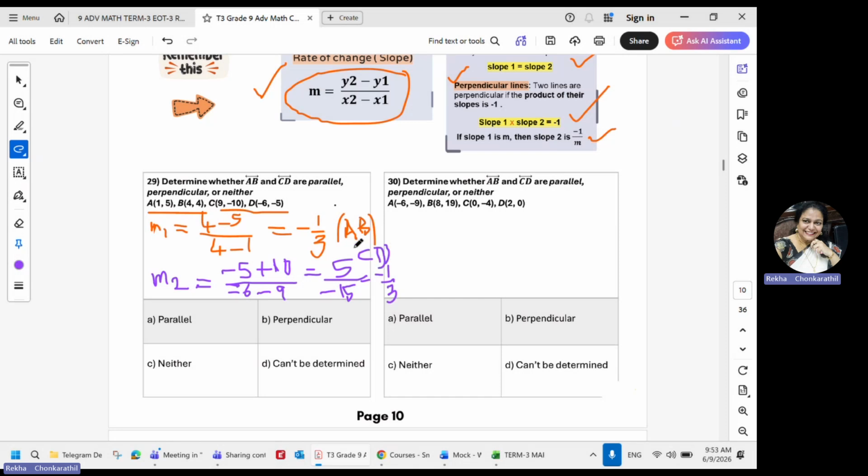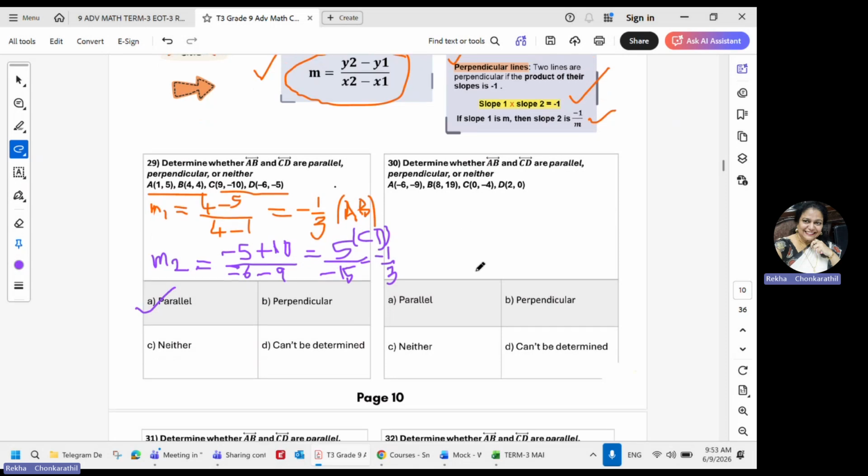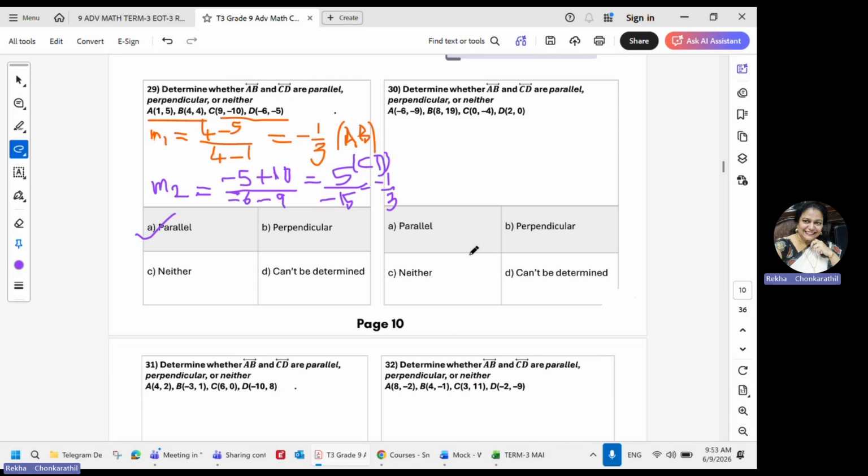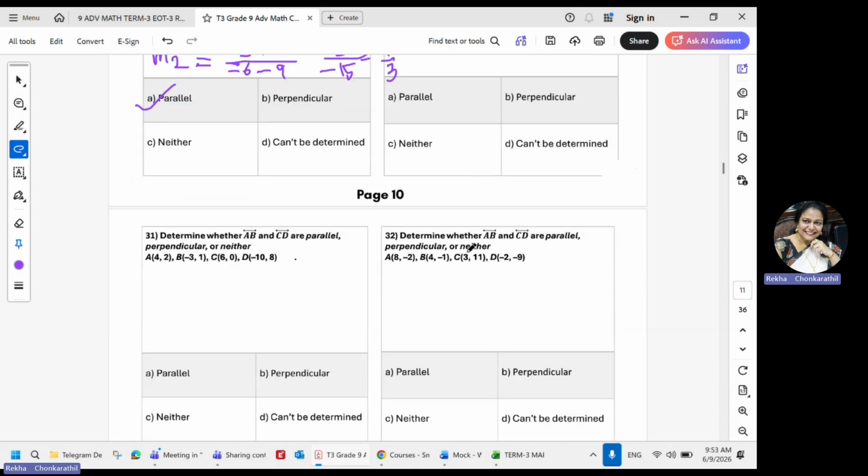What did you observe? M1 and M2 both are the same, so the lines are parallel. Whenever the lines are parallel, remember M1 will be equal to M2. So try 30 yourself and you will understand whether the lines are parallel or perpendicular. Now let's see example 31.